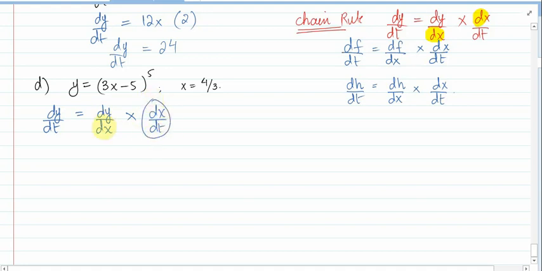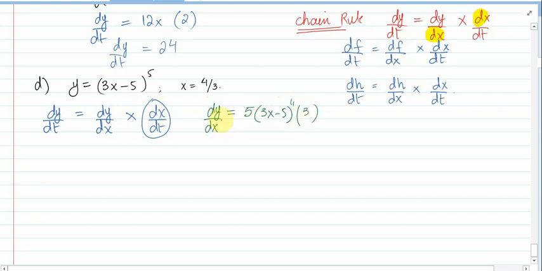Now the leftover part is dy upon dx, so I'm going to find dy by dx here. The differentiation is quite easy: first we need to write down the power, then subtract 1 from the power, and then differentiate the function inside the power, that is 3.